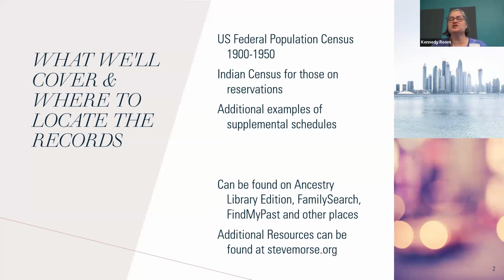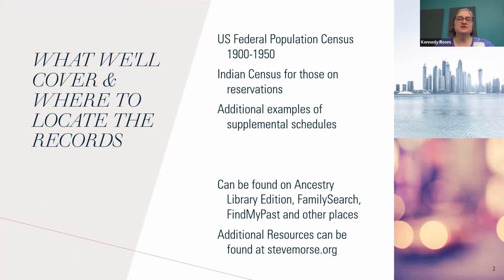Indexes are on FamilySearch, images are on FamilySearch for some of them. Find My Past, MyHeritage, National Archives and Records Administration at archives.gov has the images. They're a little harder to dig down to there, but it can be done.